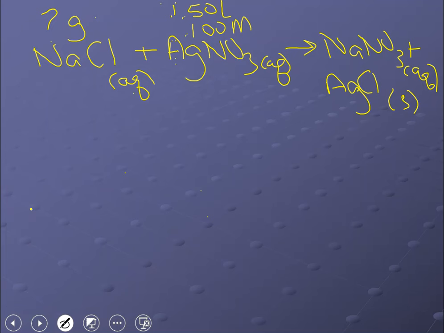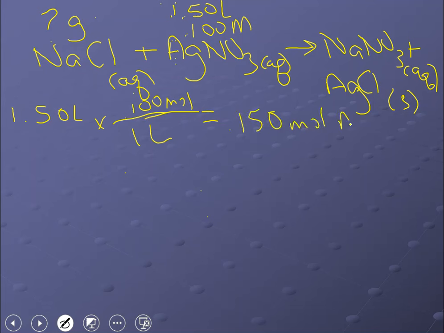Okay, so we basically have a stoichiometry problem. Not really any different than if we had mass of silver nitrate wanting to convert to mass of sodium chloride. But the thing is, we need moles. Remember, when in doubt, go to moles. So I'm going to take my 1.50 liters. I'm going to take my molarity as a conversion factor. And that's going to tell me how many moles of silver nitrate I've got. And that's 0.150 moles of AgNO3.